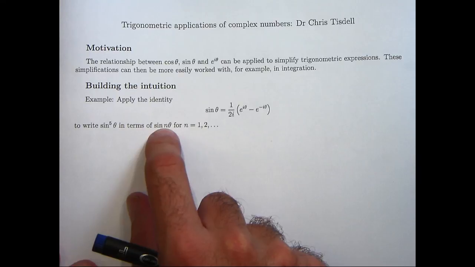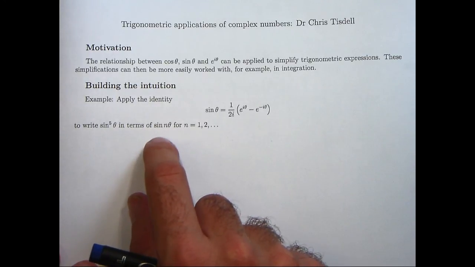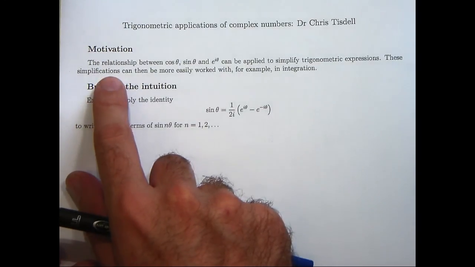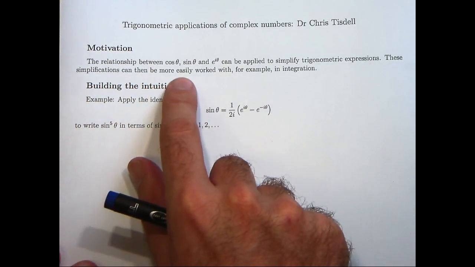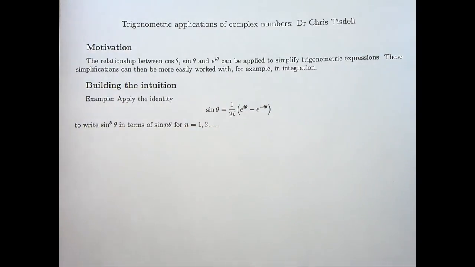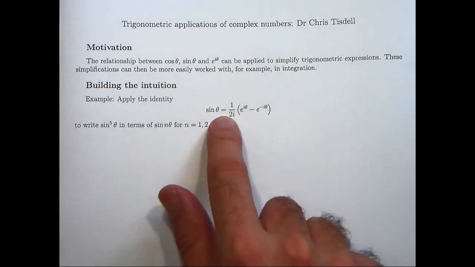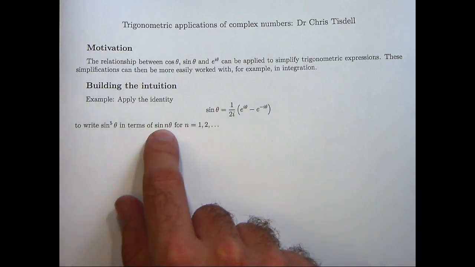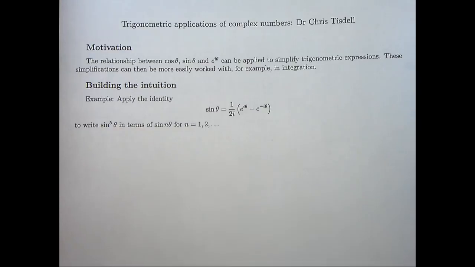So one of the motivations for this example is that once you have a simplification, that can be perhaps and hopefully more easily worked with in your calculations, for example, if you are doing some sort of integration. So let's look at the following example. We're asked to apply this identity to write sine theta to the power 5 in terms of sine n theta for n equals 1, 2, 3, etc.